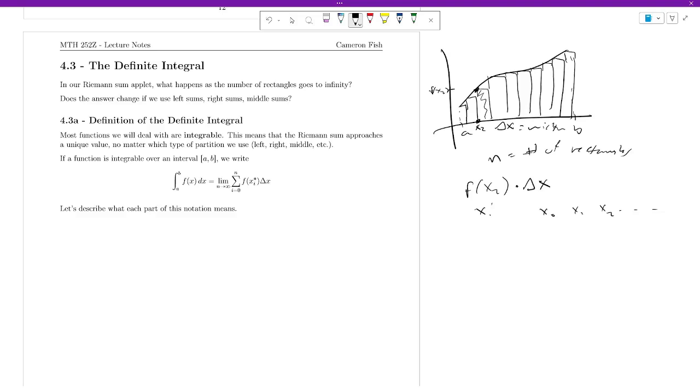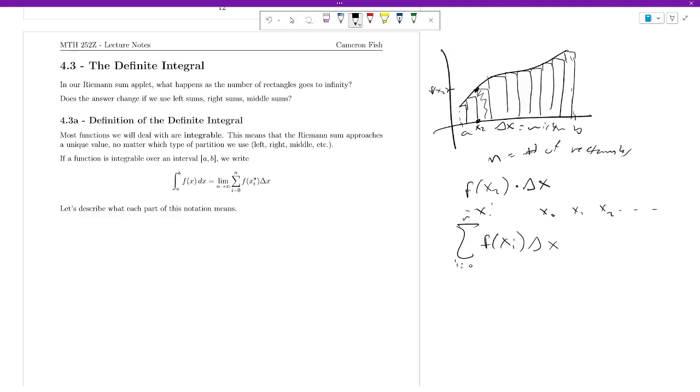So rectangle number 0 maybe starts at position x0. Evaluating the height of the function at all these different x values, and then multiplying by the width, that's the area of rectangle number i. If we add them all up, that's the sum of the areas of all the rectangles. And we said i goes from 0 to n, meaning I'm adding up rectangle number 0 all the way up to rectangle number n. So that was our basic idea.